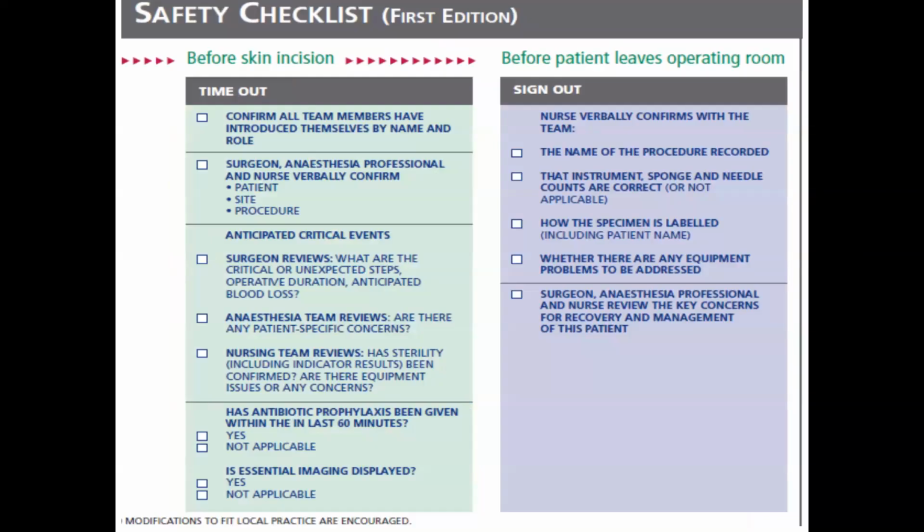The second part, we have time out. Here the team takes a pause and confirms. Confirm if all team members have introduced themselves, and confirm again by name and role what is their role during this surgical process. That is the surgeon, the anesthesia, and the nurse. They all have to confirm again the patient, the site, and the procedure. And what are the critical events that they're anticipating during the surgery?